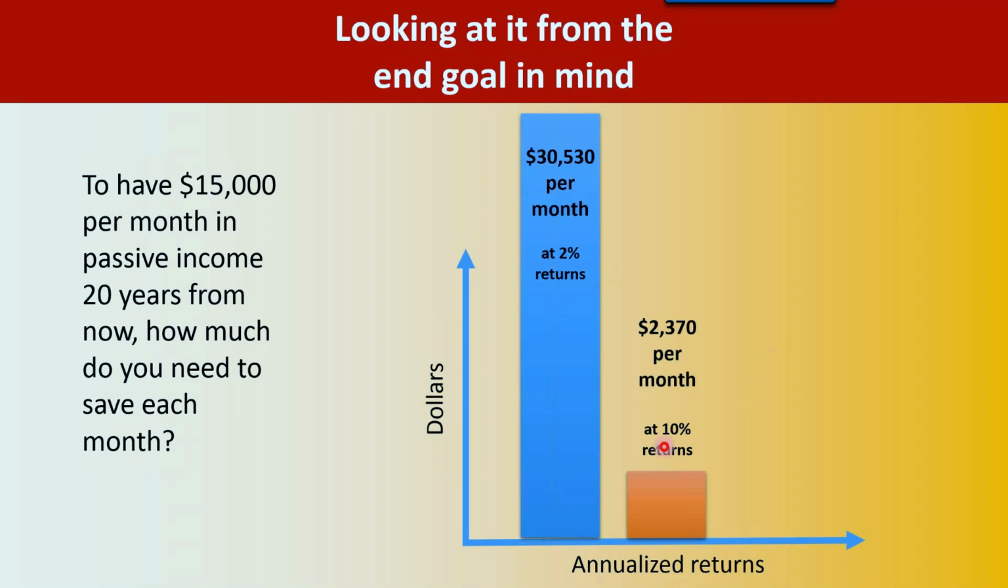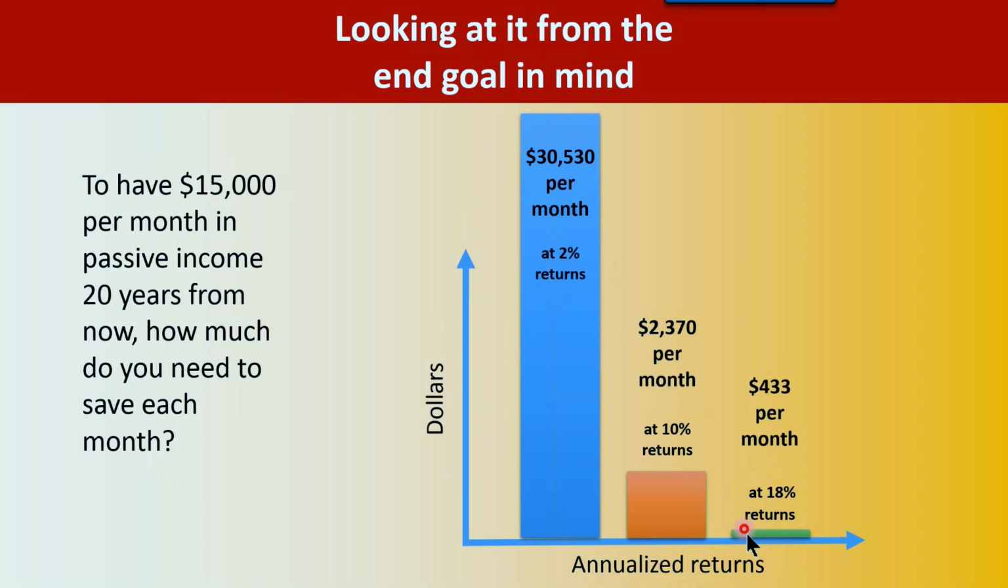Most people can't do that. At 10% returns, it's more reasonable. You need to save $2,370, but still, this is a very difficult number for most people to save. At 18%, you're now down to $400 a month that you need to save to have this much in passive income.